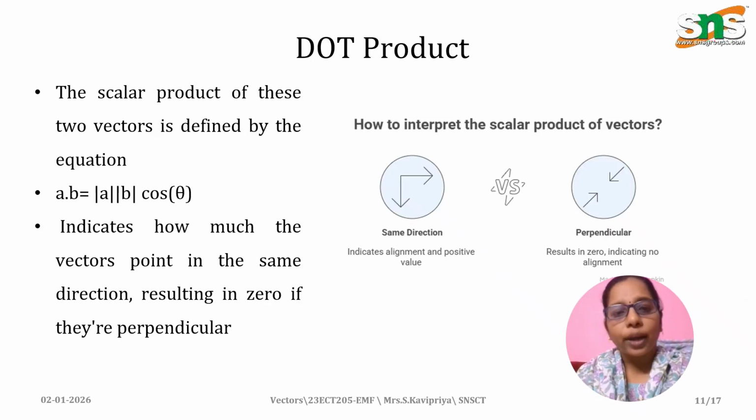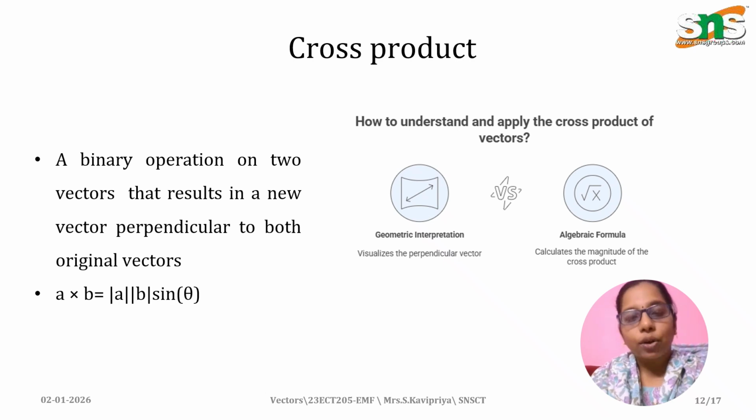And next is the dot product. The dot product equation is given as A dot B is equal to modulus of A, modulus of B cos theta. It indicates how two vectors are aligned with each other. If A dot B is equal to 0, then it indicates that both vectors act perpendicular to each other. And next is the cross product. The cross product equation is given as A cross B is equal to modulus of A, modulus of B sin theta. It is used to visualize perpendicular vectors.